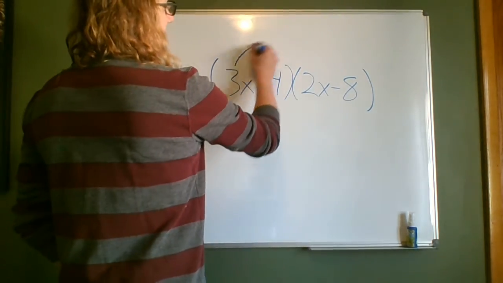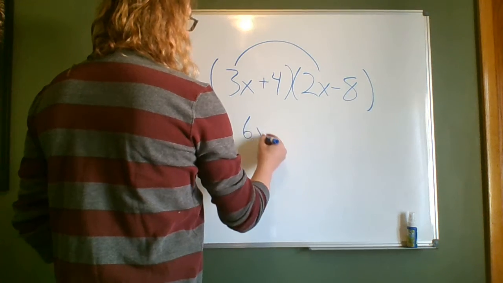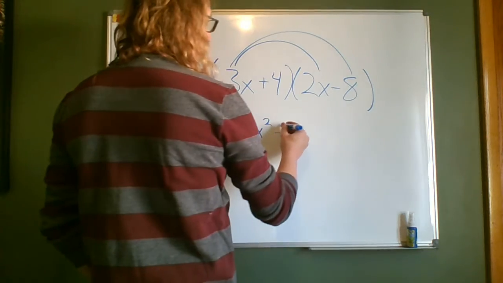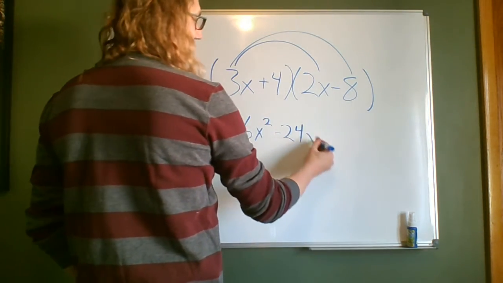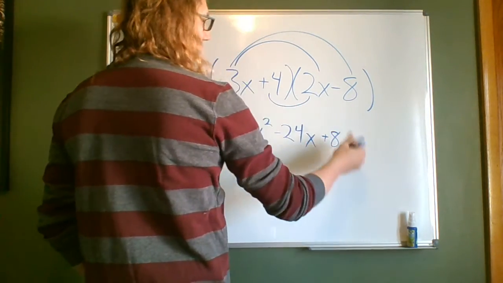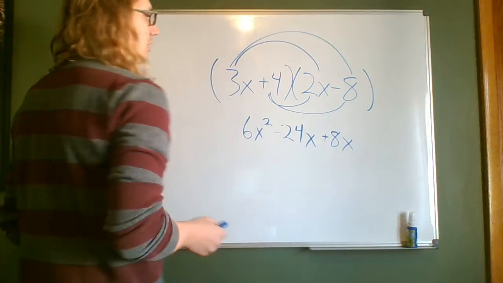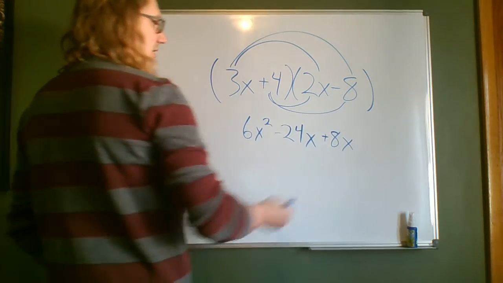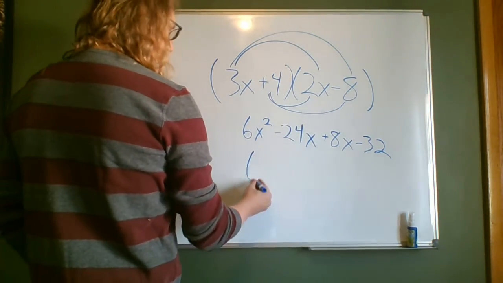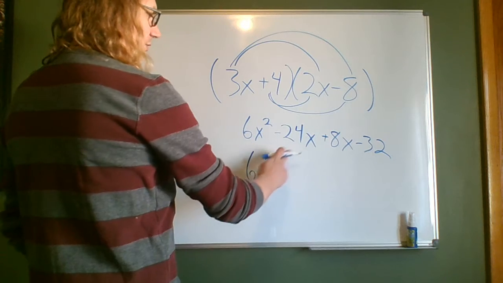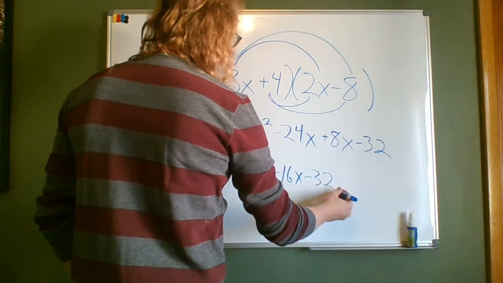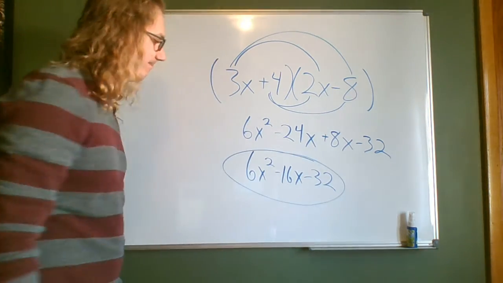First times first. 3 times 2 is 6. X times x is x squared. I feel that I just gave you the same problem. 3 times the negative 8 is a negative 24. Don't forget the x. 4 times 2x. 4 times 2 is a positive 8. We've got that x in there. And 4 times negative 8 is negative 32. 6x squared. Negative 24 plus 8 is a negative 16x minus 32. So that's what you got.